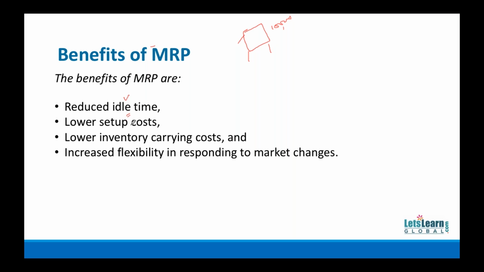We can lower the setup cost, because based on this we have proper setups, so there is no disturbance in the setup. Also, we do not have more inventory. We have a calculated inventory in our warehouse based on the demand. Therefore, inventory carrying cost, which means the storage cost in the warehouse: warehouse rent, supervision, electricity, water, insurance, taxes, repairs, maintenance. All this comes under carrying cost.